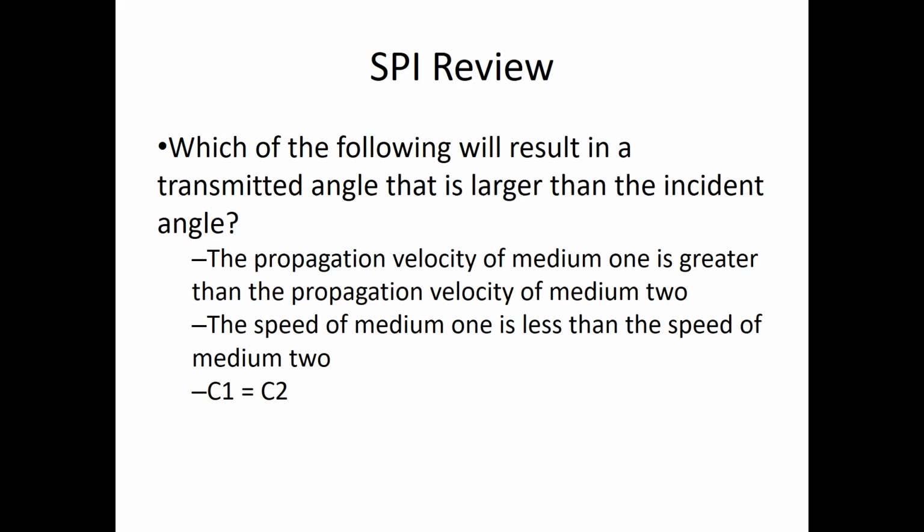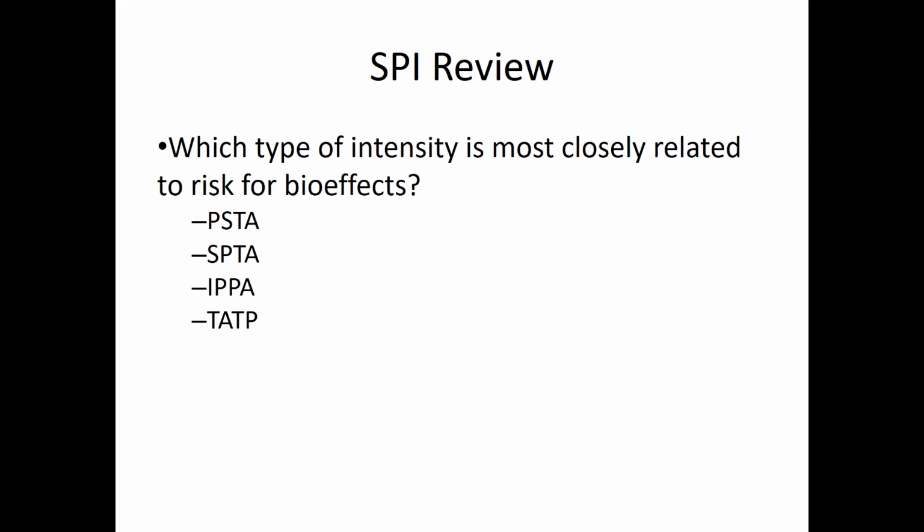Yep, I don't know who that was, but yes, you are correct. So the propagation velocity of medium 2 is higher than the propagation velocity of medium 1. So our transmit angle is going to be higher than our incident angle. Good to go? Okay, next up.